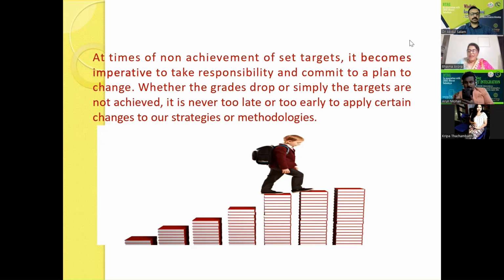From time and again, there have been changes that all the educators have seen, especially during and after the COVID time. So it becomes very imperative for all of us to evolve and keep on working towards getting the desired goals as per the suggestions by CBSE in NEP 2020.